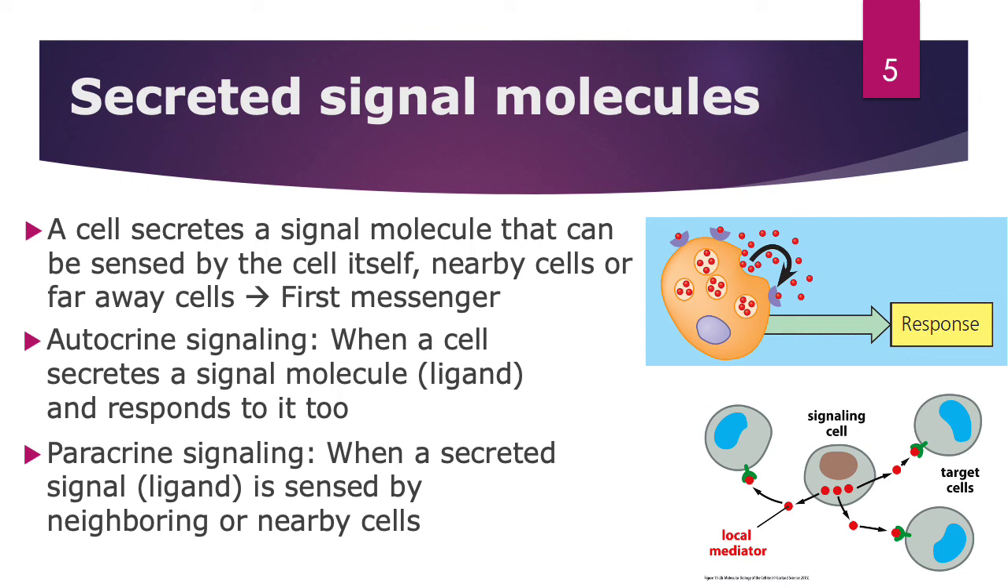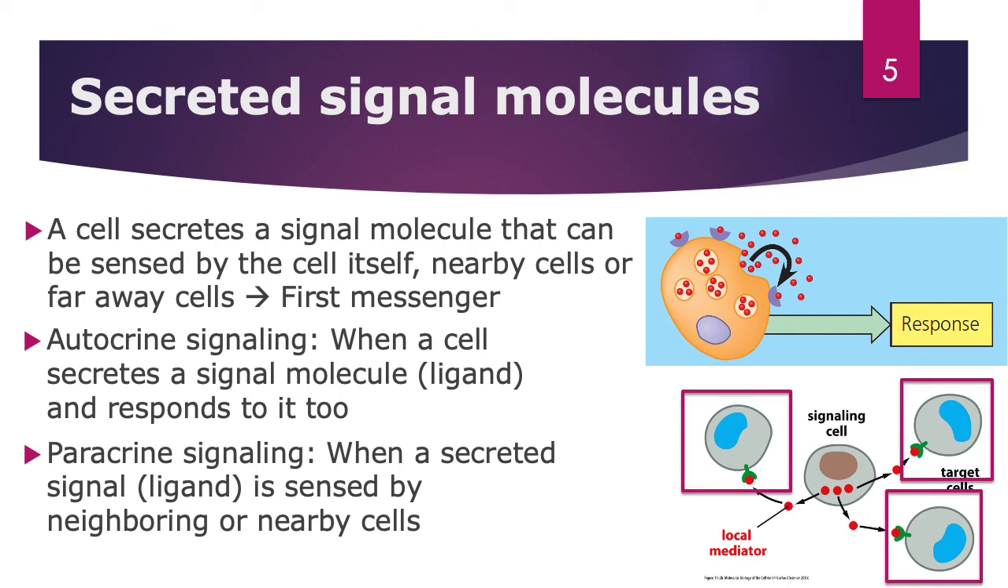In another instance, you can have a signaling cell that is secreting a ligand, as shown in the bottom figure. The ligand that is secreted by the signaling cell is not sensed by that signaling cell itself. However, there are nearby or neighboring cells that have receptors that can bind to the ligand. And this is an example of paracrine signaling.